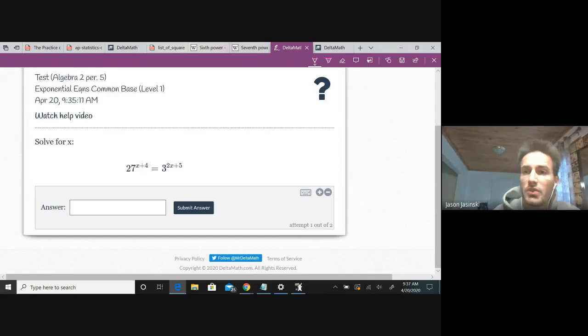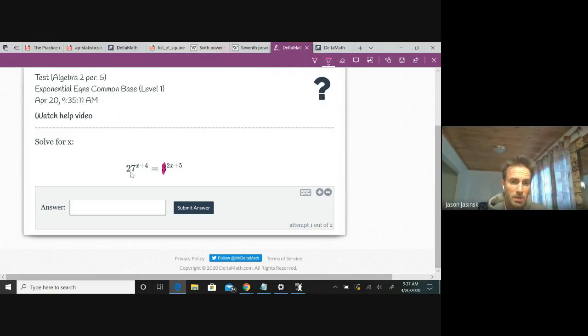All right. So what is a base? Okay, so the base is the large font number. It does not mean a large number. It means the large font number. Okay, so a common base, sometimes there's a clue. One of the numbers might help you out.